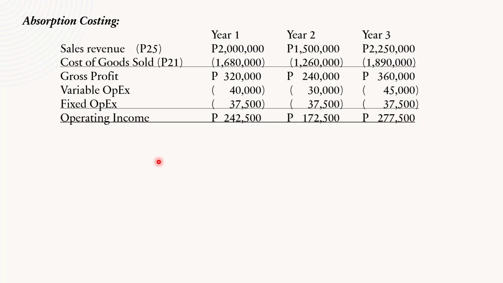Okay? So a distinguishing feature of absorption costing when compared to variable costing is that the cost of goods sold incorporates the FOH. So the fixed overhead expense during the years were based on the units sold, not based on the actual FOH incurred. Okay? So these are your operating income figures for years 1, 2, and 3. Ayan na ha. Ito yung itsura dapat ng income statement pagdating sa absorption costing. Okay? Let us now do the next requirement.